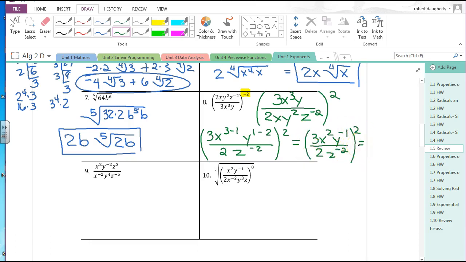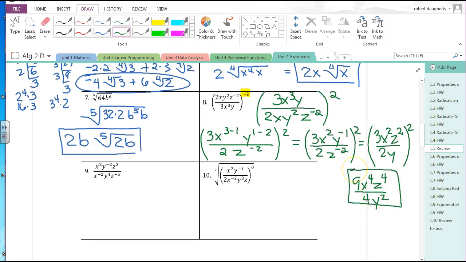Now take care of those negative exponents inside. This is 3x squared z squared over 2y, all of that squared. So my final answer is going to be 9x to the 4th z to the 4th over 4y squared. And that's as simple as that one gets. A lot of places for mistakes on this one.